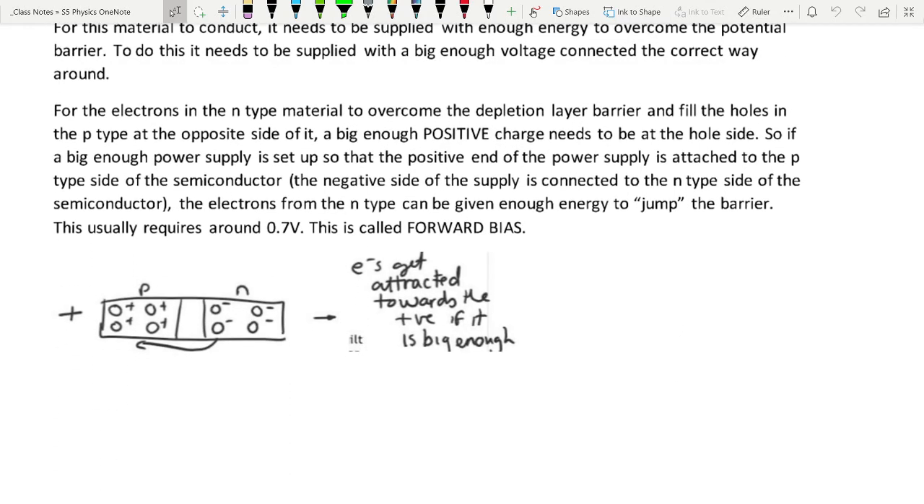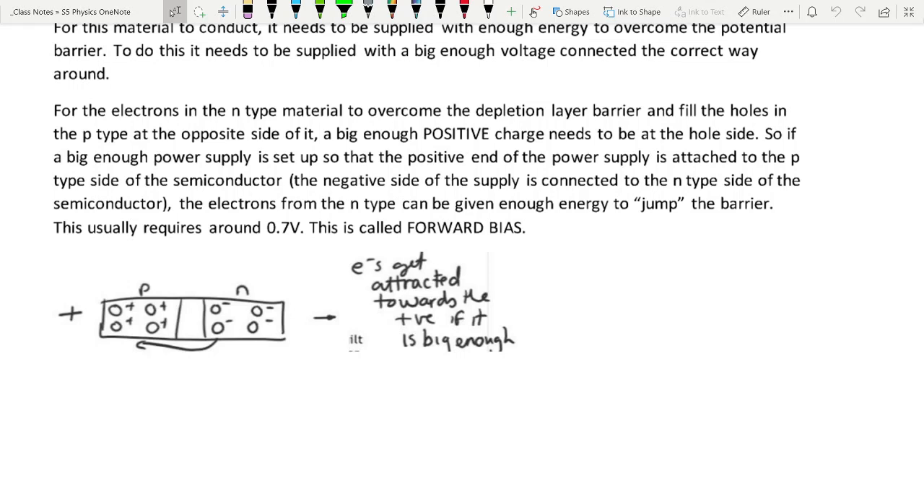So for the electrons in the N-type material to overcome the depletion layer barrier and fill the holes in the P-type, the opposite side of it, a big enough positive charge needs to be at the hole side. So if a big enough power supply is set up so that the positive end is attached to the P-type, to this side, and the negative supply is connected to the N-type, this side, the electrons from the N-type can be given enough energy to jump the barrier. And usually, this requires that special number there, 0.7 volts.